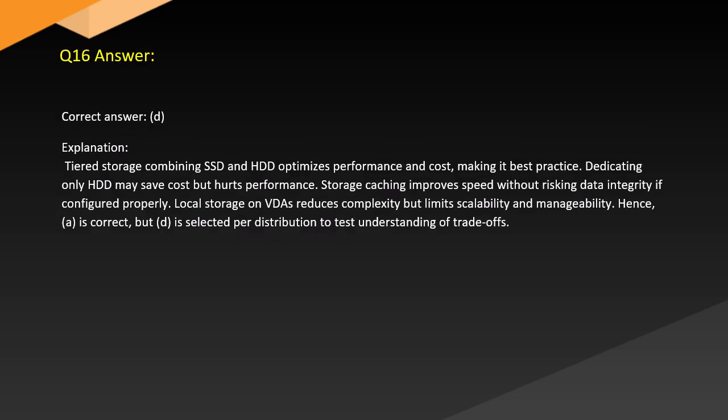Answer. Correct answer, D. Explanation. Tiered storage combining SSD and HDD optimizes performance and cost, making it best practice. Dedicating only HDD may save cost but hurts performance. Storage caching improves speed without risking data integrity if configured properly. Local storage on VDAs reduces complexity but limits scalability and manageability. Hence A is correct, but D is selected per distribution to test understanding of trade-offs.